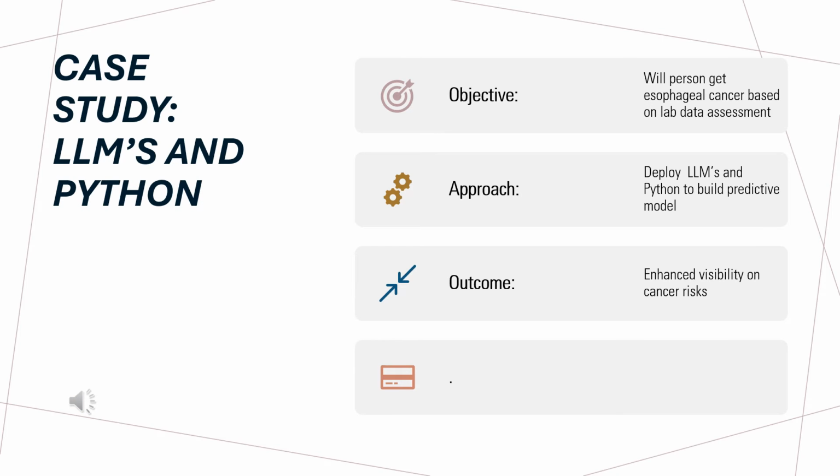In our second case study, we made use of LLMs and laboratory data to predict if a person was going to get esophageal cancer. The approach was to use LLMs and machine learning algorithms to build a useful classification model. The outcome was a model which provided enhanced visibility to clinicians and patients regarding this affliction.